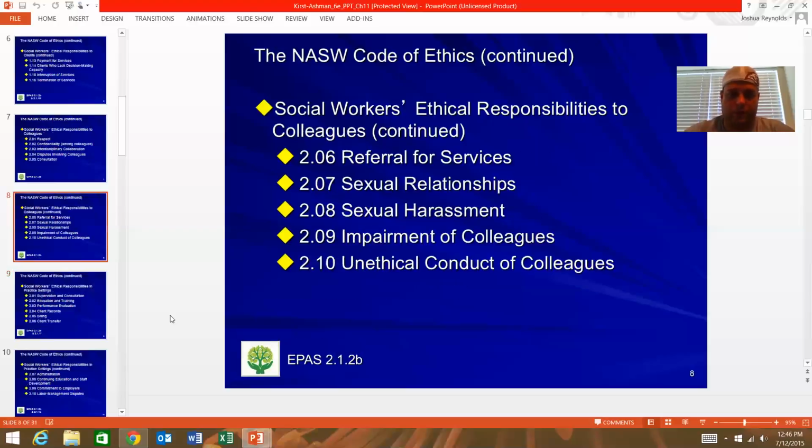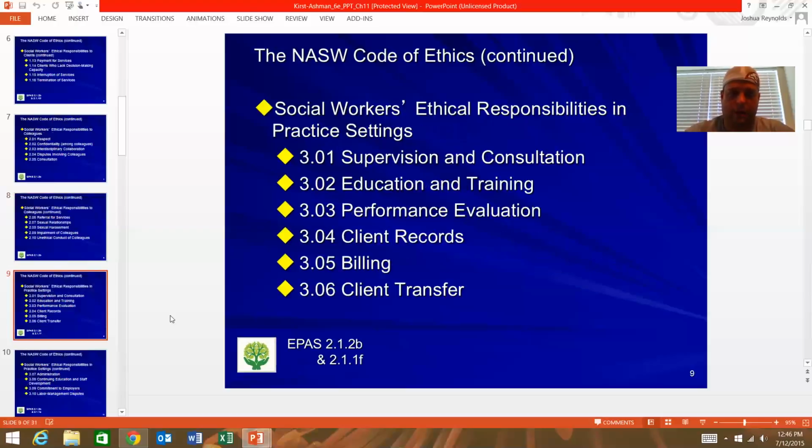All right, so that's social workers' ethical responsibilities to colleagues. Next is in practice settings, supervision and consultation. We'll get into that one a little bit more because that's what the next chapter is really about.